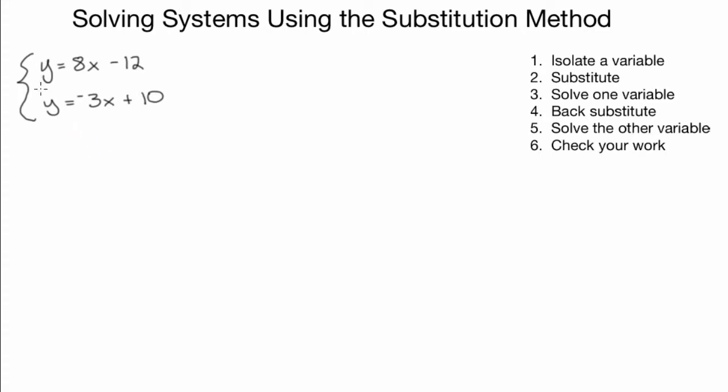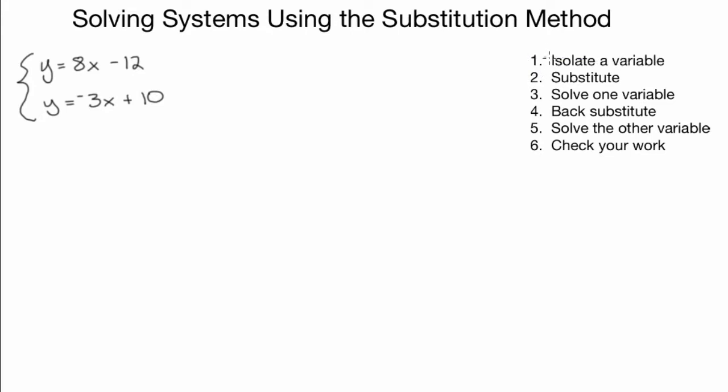All right, so here's my linear system. I've got two equations. One of them is y equals 8x minus 12. The other one is y equals negative 3x plus 10. And I want to know, what are the x and y values, the same x and y, that I can put in for both equations and solve them out. So here's the substitution method. Essentially what we're going to do is combine these two equations and substitute them together.